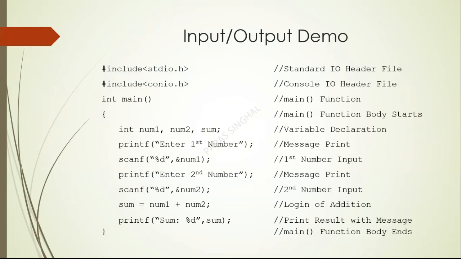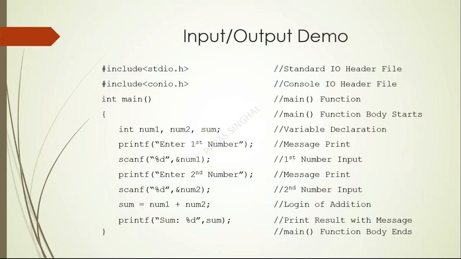In the first two lines we include the basic libraries which are required to run the program. The first one is stdio.h, which is the standard input output header file. The other one is conio.h, which is the console input output header file. Then there is the main function. As I have told you in earlier videos, the main function is directly called by the operating system, and after processing it returns its control back to the operating system. Then the main function body starts.